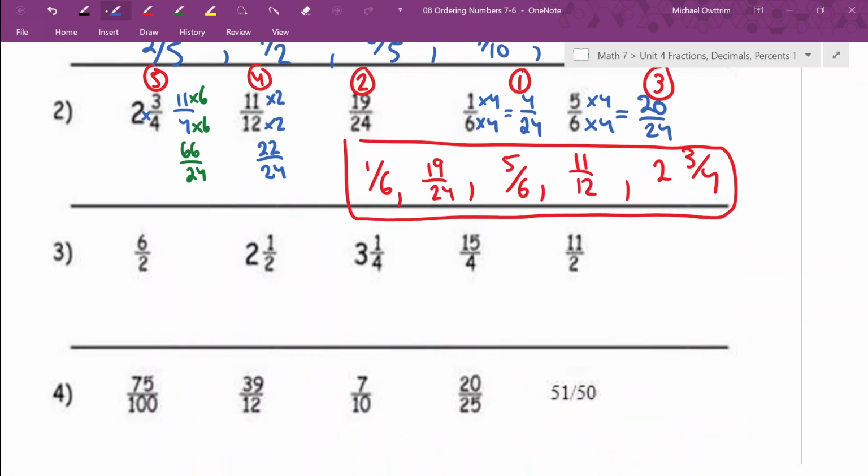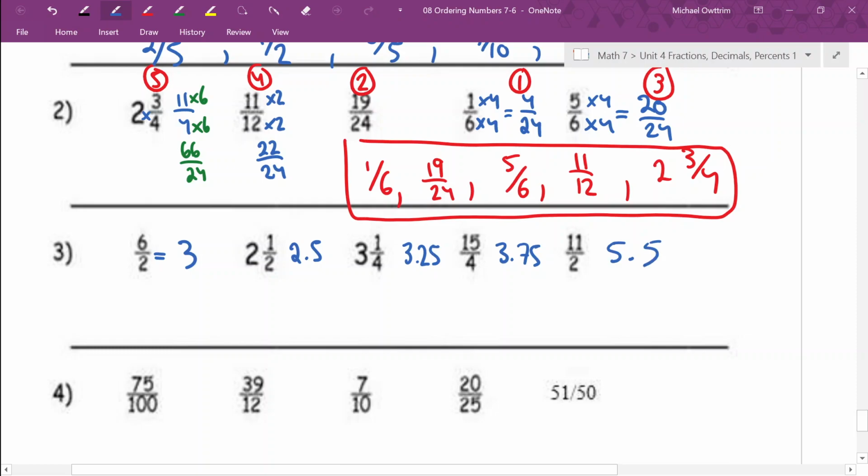Alright, let's go ahead and do these ones here. These ones all have denominators of 2 or 3, which means they're really easy to write as decimals. 6 divided by 2 is 3. 2 and 1/2 is 2.5. 3 and 1/4 is 3.25. 15 quarters, 12 quarters would be 3. So 3 and 3 extra quarters is 3.75. And then 11 halves, 10 halves would be 5. And then an extra half is 0.5.